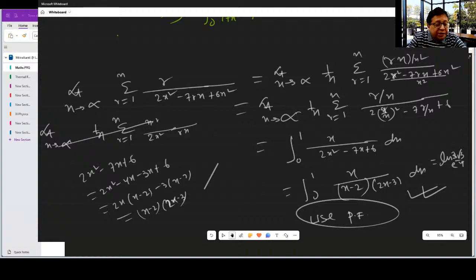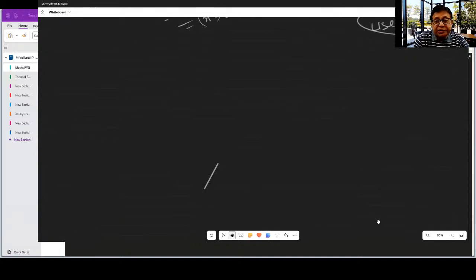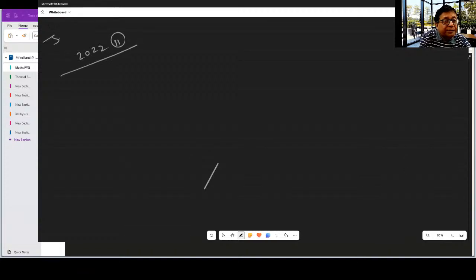Okay? This is a JEE 2022 question. Go for this one. This is a very interesting sum. It came in JEE Main 2022 session 2, July.